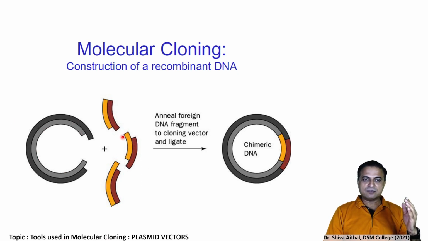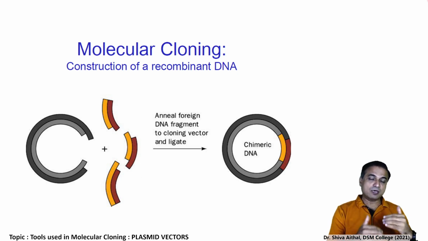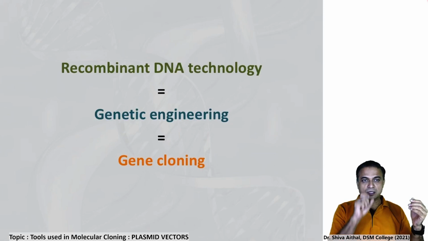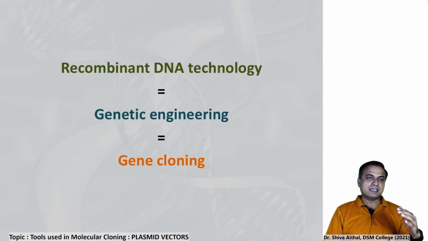The gene of interest will be annealed into this with ligation, of course, and you get a recombinant DNA molecule or a chimera, which is nothing but a clone, a molecular clone, when it is cloned into multiple copies. This recombinant DNA technology, as I have been continuously telling you, is synonymous with the words genetic engineering, gene cloning, molecular cloning, and so on and so forth. So whatever the terminologies you hear, don't get confused. These are one and the same.